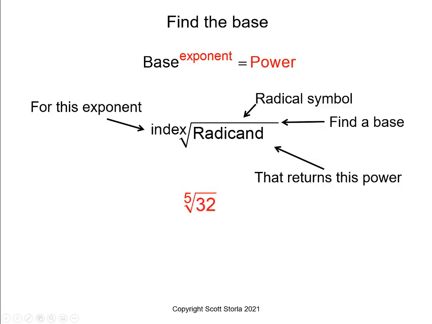As an example, this is asking us to find a base. When the exponent on that base is a 5, we're going to get a 32. And that base is going to be a 2. Because if our base is a 2, and if that base has an exponent of 5, then once we multiply 2 to itself 5 times, we're going to get 2, 4, 8, 16, 32.